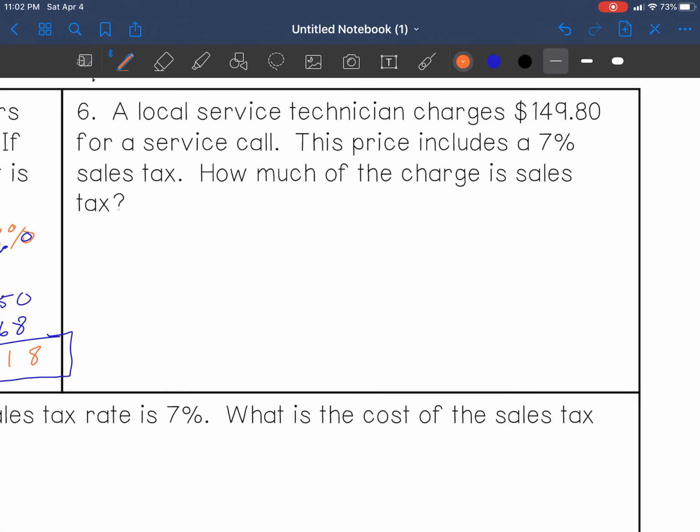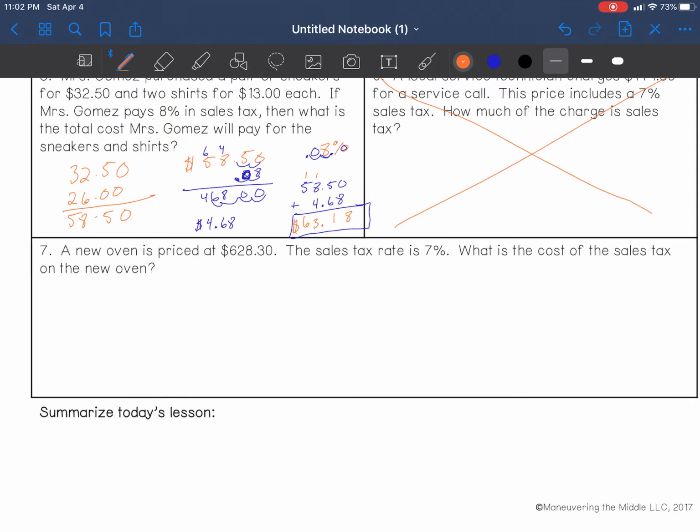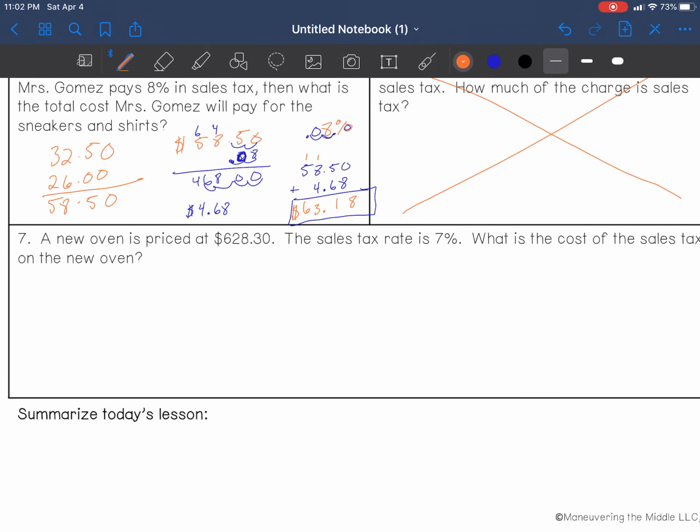A local service technician charges $149.80 for a service call. This price includes a 7% sales tax. How much of the charge is sales tax? So we are not going to be doing this problem right here. It is not part of our assignment. So let's go for number 7.